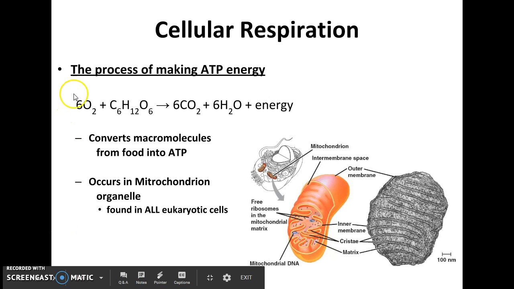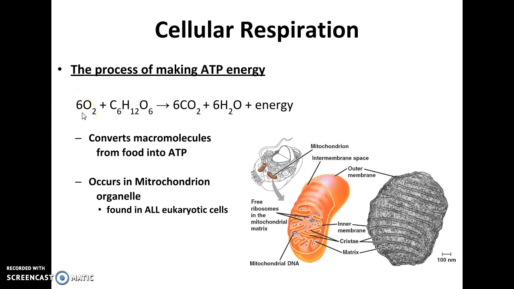So here is the chemical formula for the process. Oxygen is taken in by organisms, and glucose that they have taken in either through eating or because they've made it, such as with plants. They mix up and rearrange those atoms and then form carbon dioxide and then water and ATP energy. So go ahead and fill in the process of making ATP energy in your note sheet. And notice that we are converting macromolecules from food into ATP.